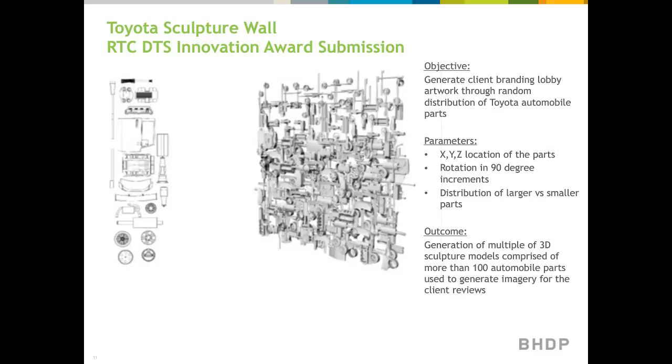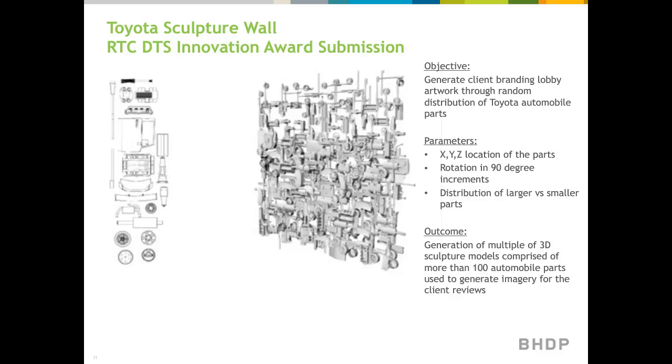Now, at first glance, this doesn't seem like a problem. They can have numeric parameters assigned to it. But as I said before, the applications of parametric design are limitless. Now, the parameters can be defined as follows. We have the parts themselves, and then we have the X, Y, Z location of the parts on the wall. Then we have each part's angle of rotation.